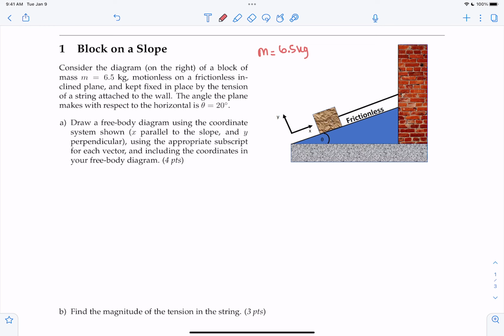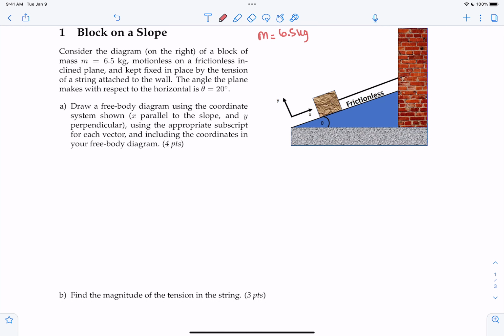It asks us to draw a free body diagram using the coordinate system shown. For some reason the coordinate system is always kind of marked out, but x is parallel to the slope and y is perpendicular to the slope. This just means the tilted x and y coordinates that I've been talking about in previous sessions, and no doubt your professors have mentioned as well, hopefully at least. It also says to use the appropriate subscript for each vector and include the coordinates in your free body diagram.